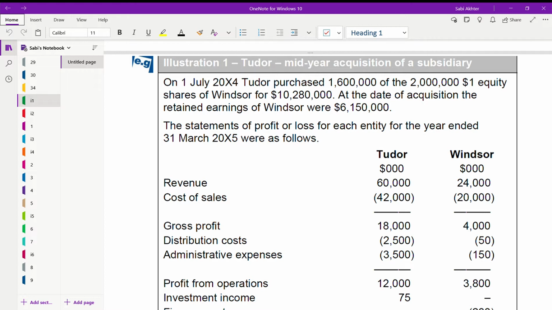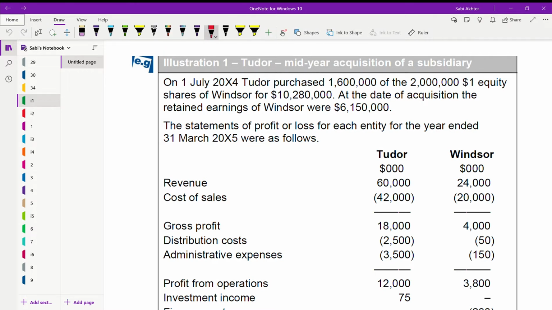So let's start. Okay, on 1st of July 2004, Tudor purchased 1.6 million of the 2 million equity shares of Windsor for 10.28 million. At the date of the acquisition, the retained earnings of Windsor was 6.15 million. Now, here read carefully, they didn't give you the percentage. What is the percentage they have bought in the subsidiary? They just give you the number of shares.